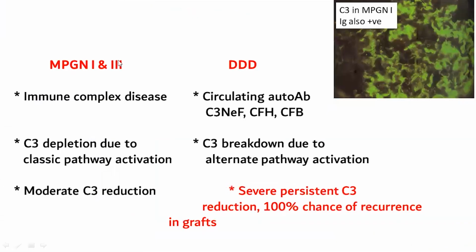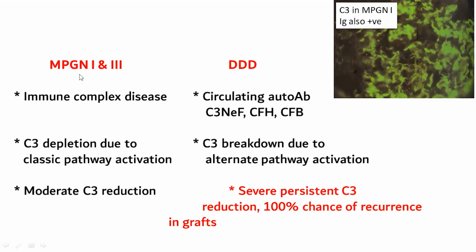So this is MPGN. MPGN 1 and 3, how are they different from dense deposit disease? In MPGN 1 and 3, these are immune complex diseases. In MPGN 1, you usually get subendothelial immune complexes, electron dense deposits. In MPGN type 3, you get subendothelial and subepithelial electron dense deposits. On the other hand, dense deposit disease is actually an autoimmune process. It is due to presence of circulating antibodies such as C3 nephritic factors, complement factor H, and complement factor B.